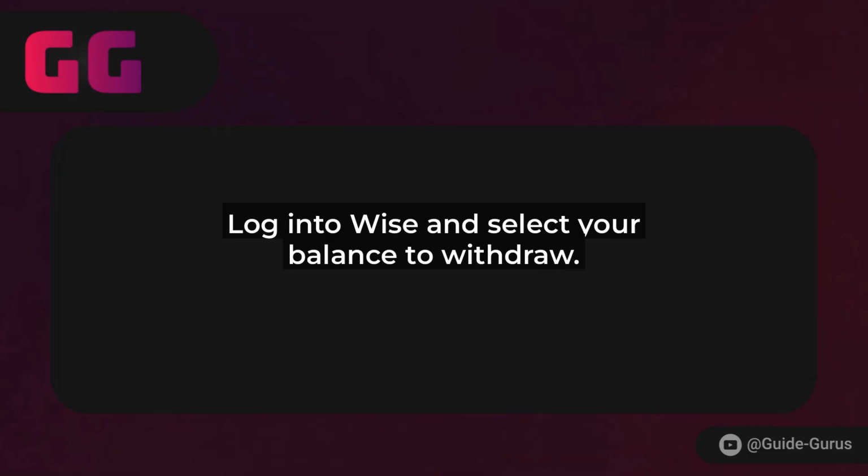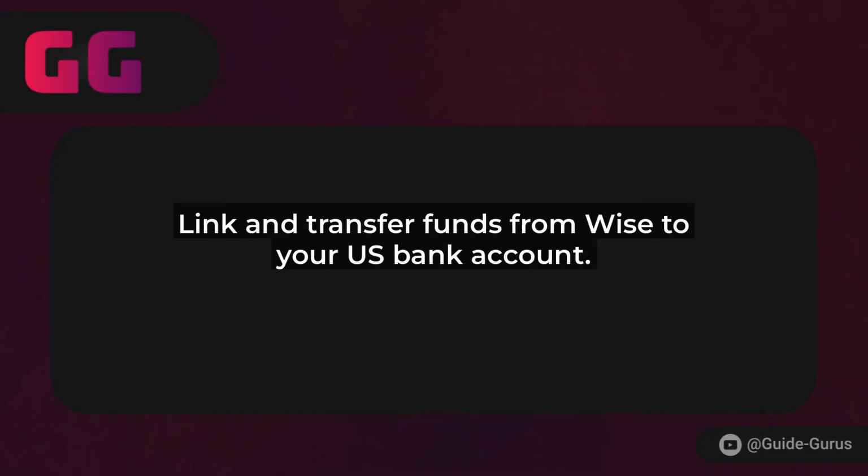Start by logging into your Wise app or website. Head to your dashboard, select the currency balance you want to withdraw, and choose the option to transfer to your bank account. Make sure your bank details are already added in Wise. If not, go to Settings and link your US bank account. This step is crucial to avoid any delays. Once that's done, enter the amount you want to withdraw and confirm the transfer.